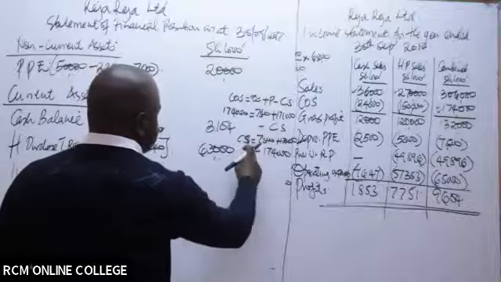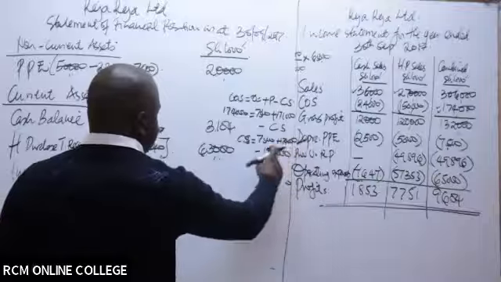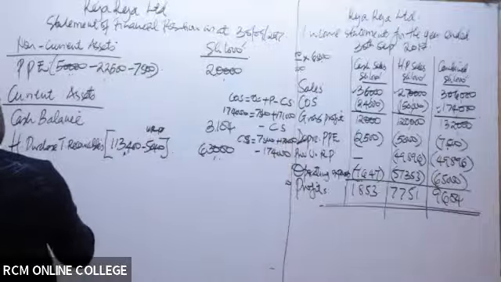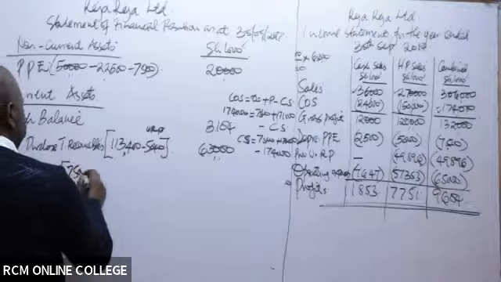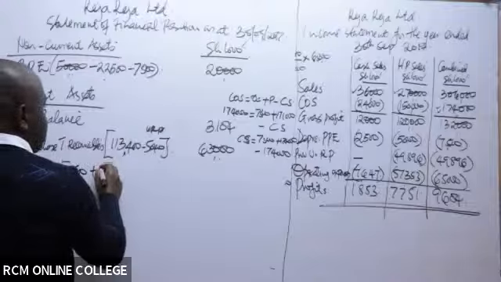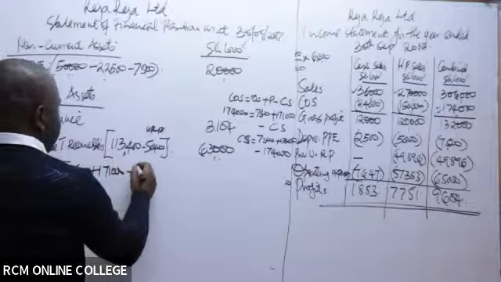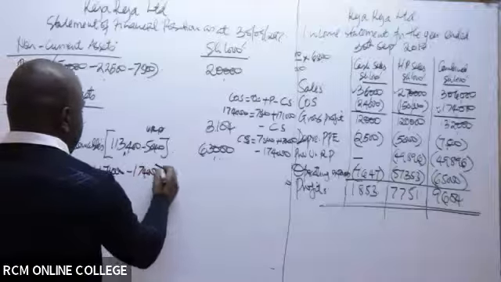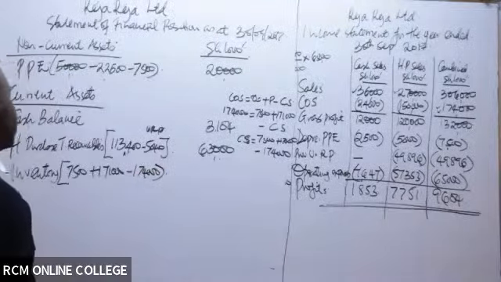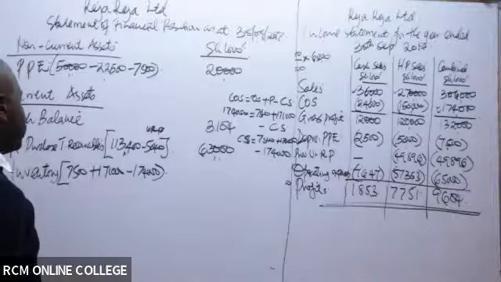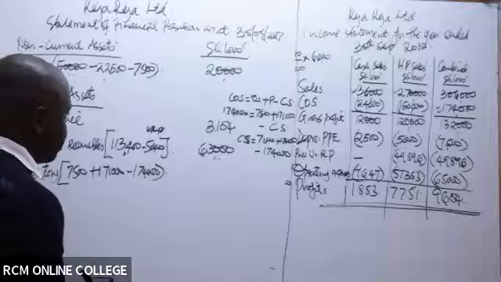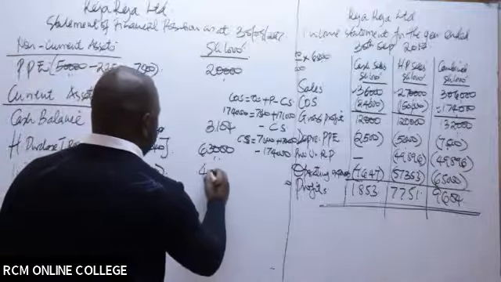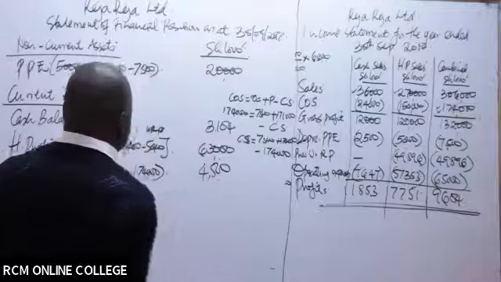When it crosses, then you do the mathematics. To get the inventory here, we take 7,500 plus 171,000 minus 174,000. So this one comes to 4,500. That should be our closing inventory, 4,500. So hope you've been able to see how we've gotten that.